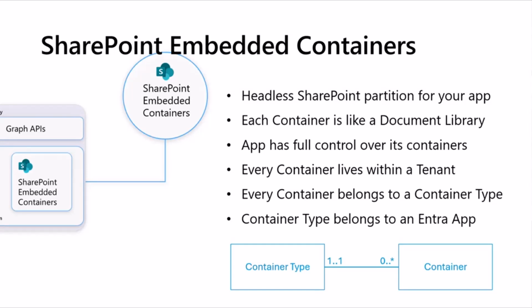Now, every container, like I said, lives within a tenant, and every container belongs to a container type. This is a new concept with SharePoint Embedded. It's not really too complicated. A container type belongs to an Entra app. The way to think about it is, in order to have and create containers within a tenant, you first must create an app and a container type for it. And I'll go over those steps in a second. But really, it's just a way of saying that these containers belong to your app. And that's it. And you can see the relationship between those two things. So a container type has many containers, and a container belongs to one and only one container type.